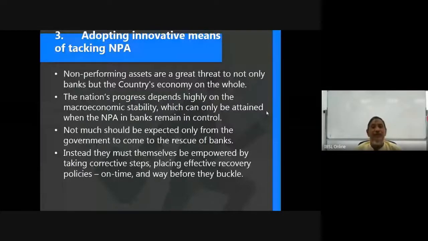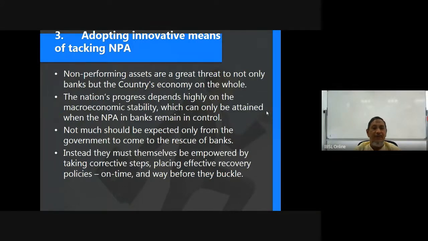The nation's progress depends highly on macroeconomic stability, which can only be attained when the NPAs in the banks remain under control. Macroeconomic stability can be attained only if the banks keep NPAs under control. Now, of course, you can see the NPAs are increasing rapidly in our entire environment. So it has a big impact on the macroeconomic stability, the financial stability of the country.